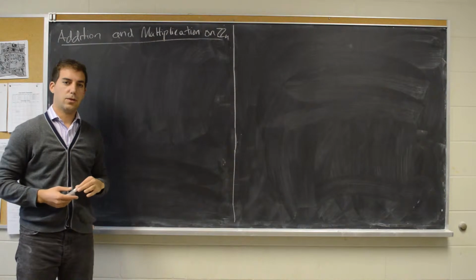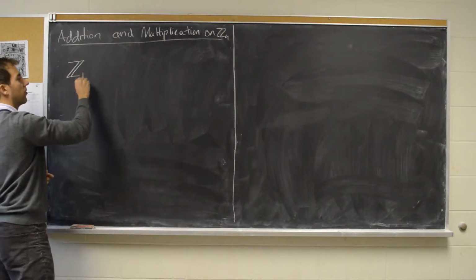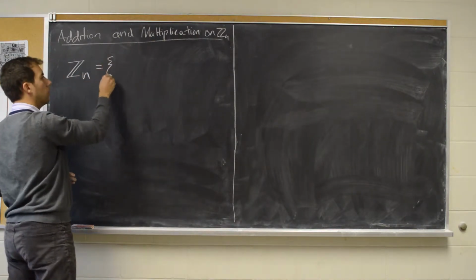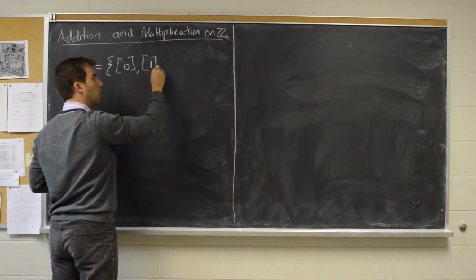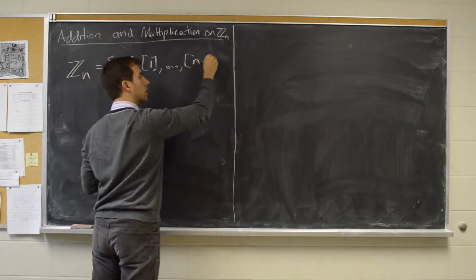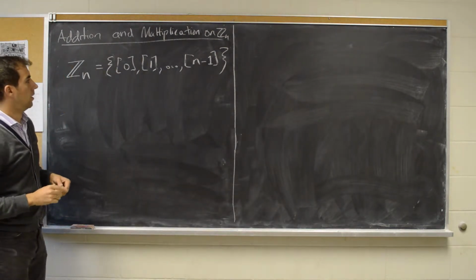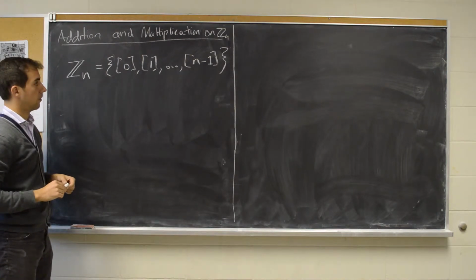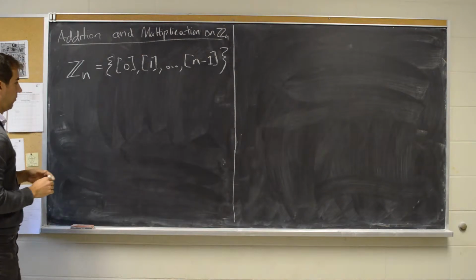So in the last video, I showed you that every congruence class in Zn can be represented as the congruence classes 0, 1, all the way up to including the congruence class of n minus 1. So we have these nice representatives for each of our congruence classes modulo n. Now what I'd like to do is define addition and multiplication on Zn.